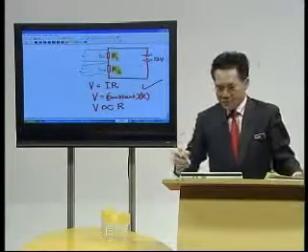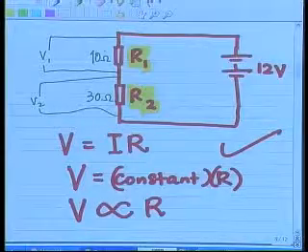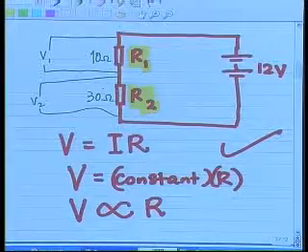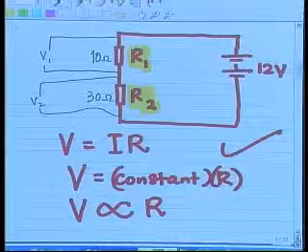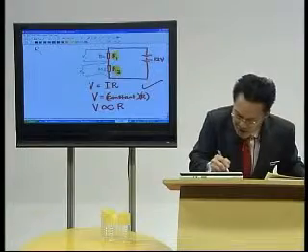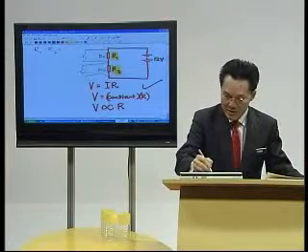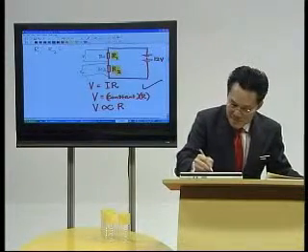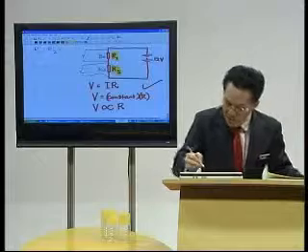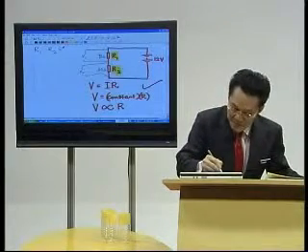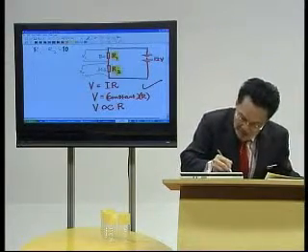Let us do ratio. R1 10 ohms, R2 30 ohms. So what is the ratio of R1 to R2? Strictly speaking, it is 10 ohms to 30 ohms. Alright? 10 ohms, let me write it again.